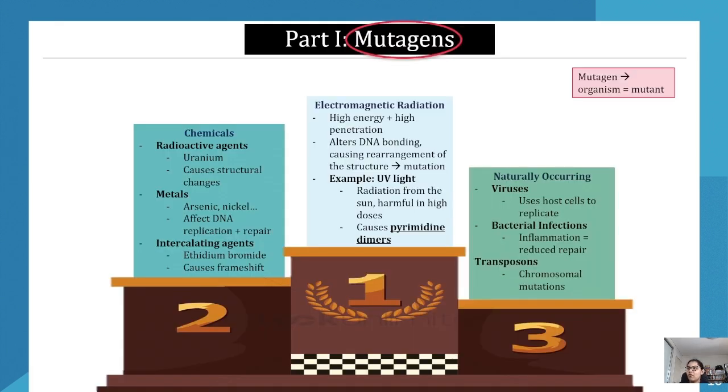So we're starting off by looking at Module 6. The first dot point of Module 6 is asking us to look at mutagens. What are the different types of mutagens, and what mutations do they cause? We look at what mutations they cause in the next slide, but that's the first big point.